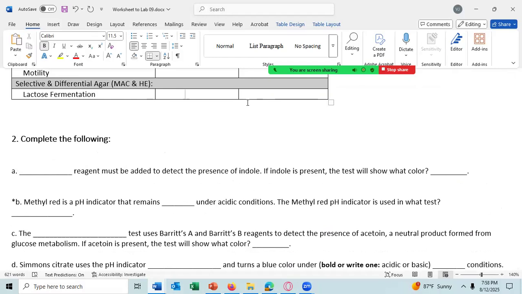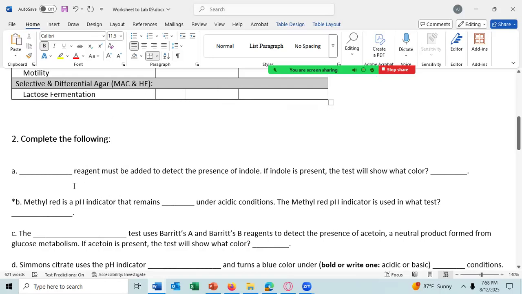Okay. With lactose fermentation, you should say the color that's positive for both MAC and HE because the colors differ. And then you should have the negative. And that's the color that's just normal. All right, then complete the questions on 2.